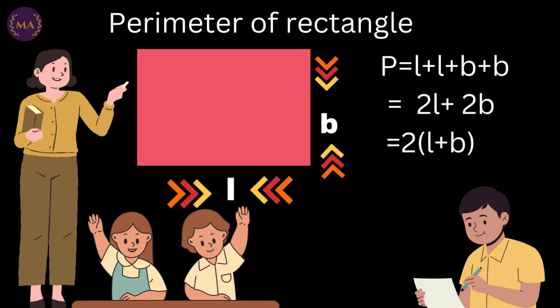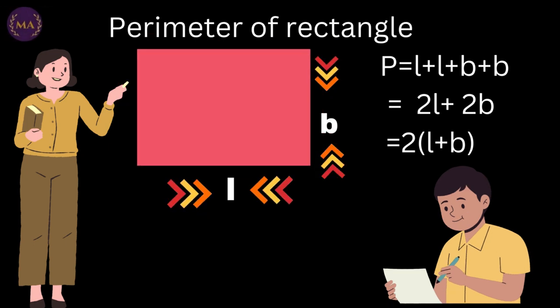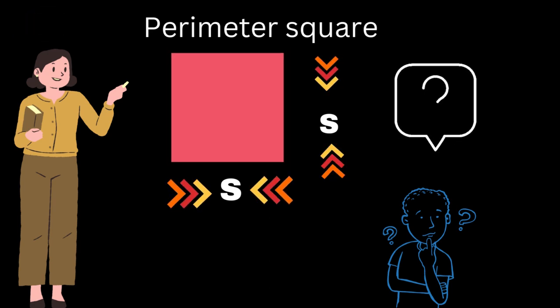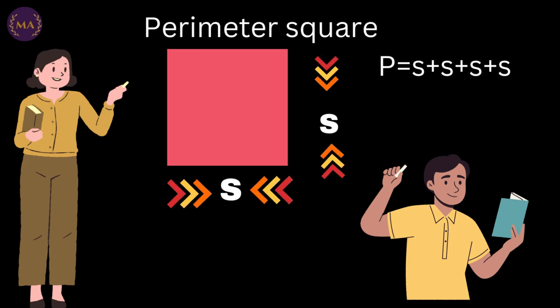Now, can anyone try for square? What is the formula of perimeter of square? You already know. But let's derive it and check if we get the same. So now for square, what can we assume? For rectangle, we have assumed length and breadth, L and B. But for square, we know the property of square, right? What is the property? Yes, the sides of the square are equal.